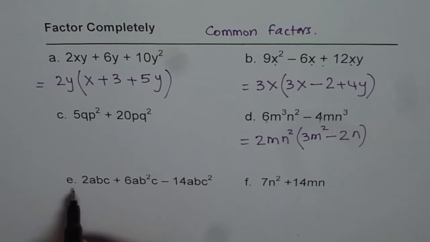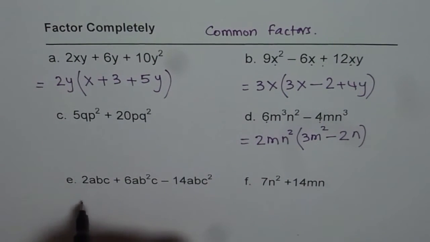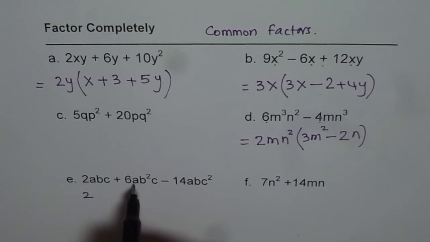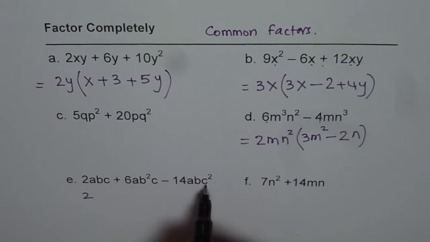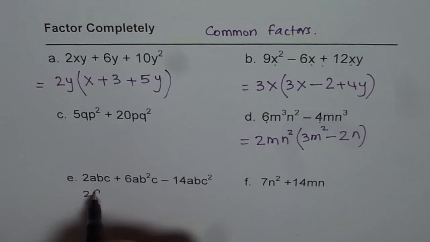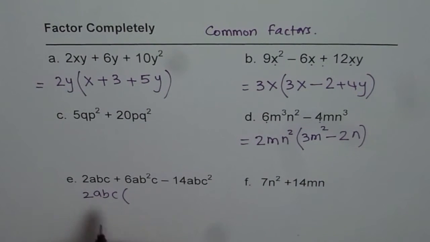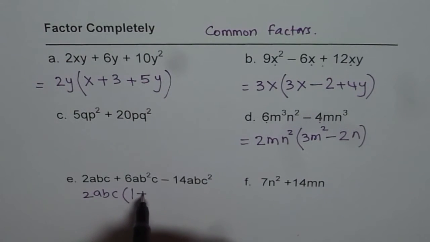The last one is part E. Here 2, 6 and 14 are the numbers, so we take a number out which is 2. abc, ab squared c, abc squared. So abc is a common factor. Since I factored out 2abc, I'm left with what? 1, okay? So 2abc divided by 2abc is 1. Plus 6 divided by 2 is 3.